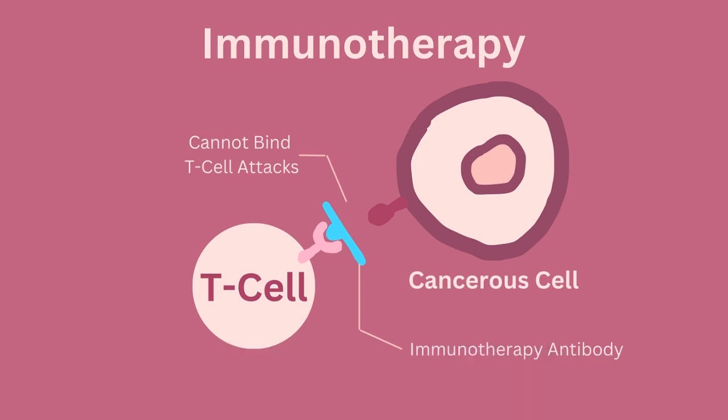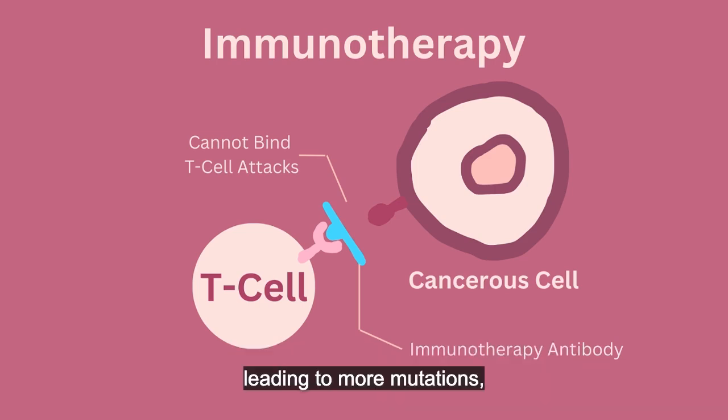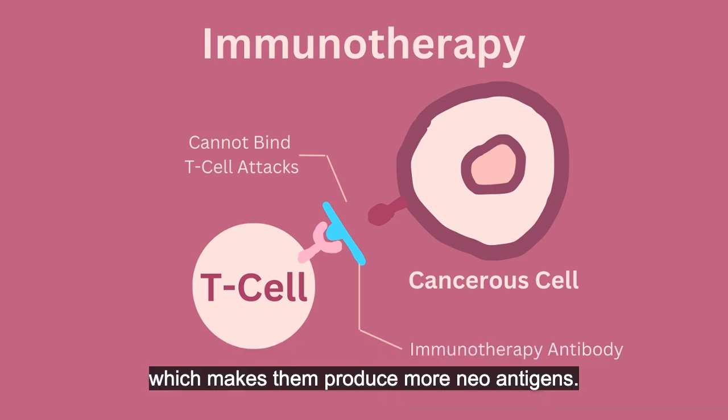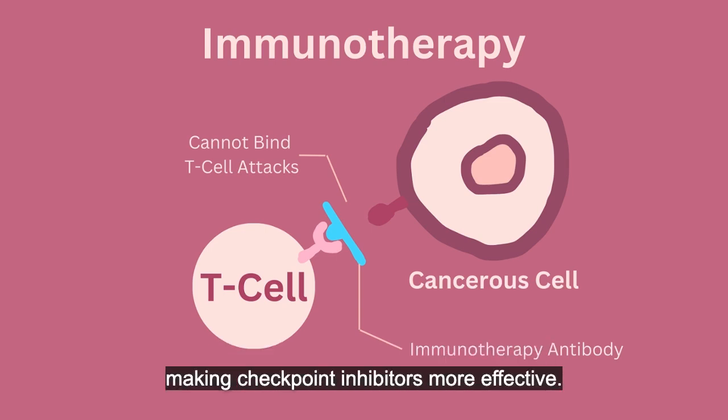BRCA1-related tumors tend to have more DNA damage, leading to more mutations, which makes them produce more neoantigens. These are unique proteins on the surface of cancer cells which can trigger an immune response, making checkpoint inhibitors more effective. Okay, got it.